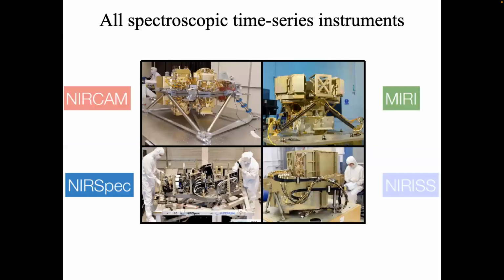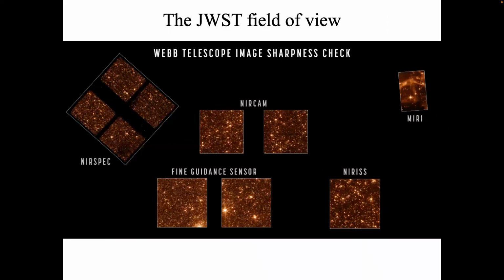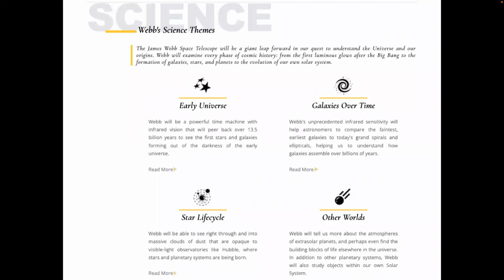These are pictures of the instruments. This is the field of view of each instrument. The size here is 1 arcminute, so a very small field of view. These are how the star appears in each field of view, and the size.